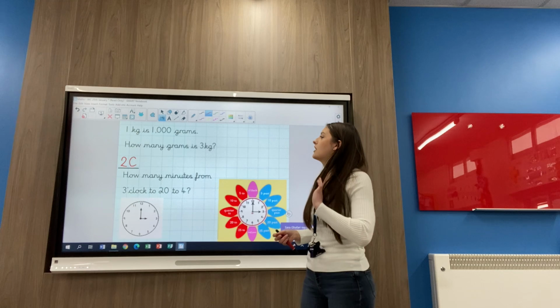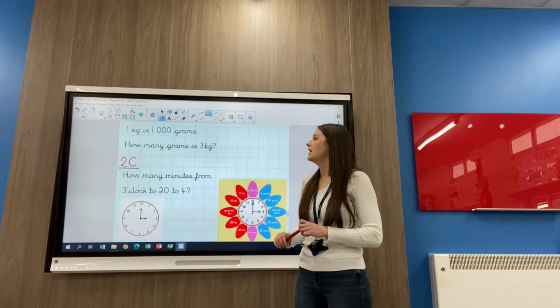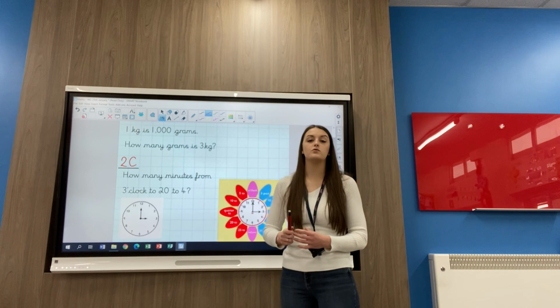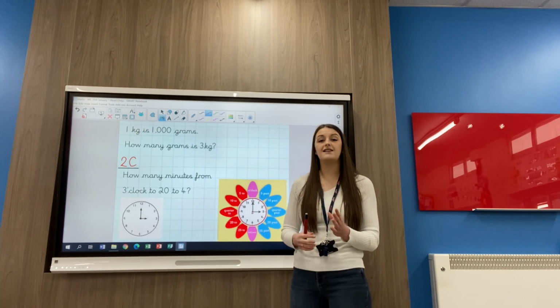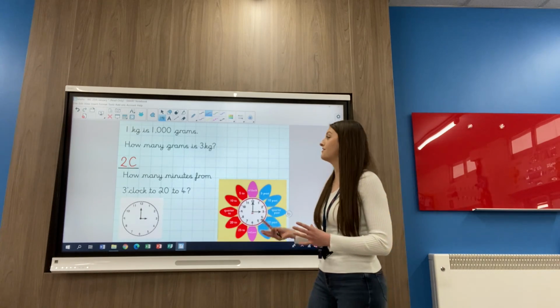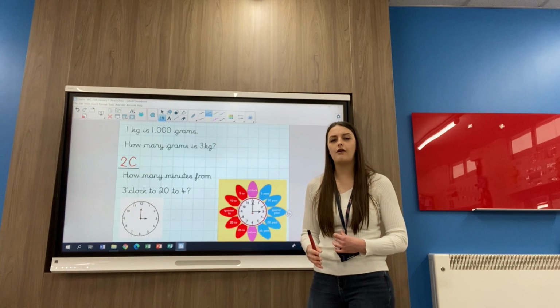So the first question that you've got is very similar to mine. 1 kilogram is 1,000 grams. So it gave us some information there. We know 1 kilogram is equivalent, it's equal to 1,000 grams. How many grams is 3 kilograms?